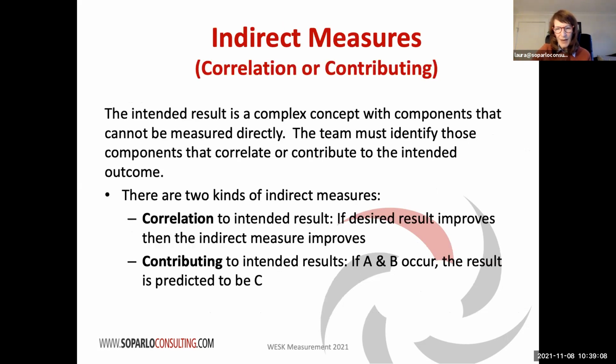Indirect means we can't quite get the measure directly related to what we're talking about, but we can make a hypothesis. We can say, if this, then that kind of thing. So let's break this down. There are two types here, correlation and contributing. I'll break it down, and you'll see it in the next slide.